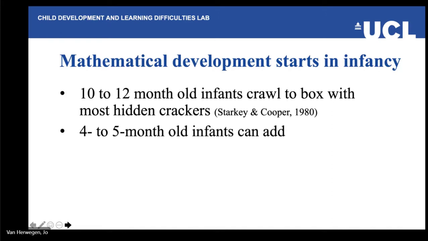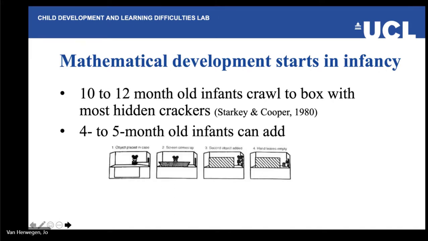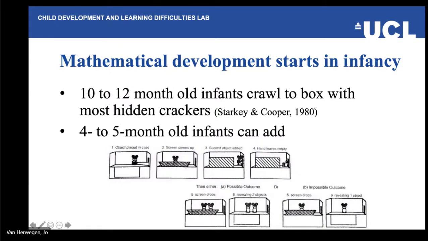We also know that, as I mentioned before, 4 to 5 month old infants can add and subtract 1. So this was a study done by Karen Wynn in the US. She showed the child a screen, and showed that, on this platform, one Mickey Mouse doll was added. Then the screen went up. Whilst the screen was up, another doll was added. And then the infant saw 2 possibilities. Either the infant was shown that when the screen came down, there were 2 dolls.